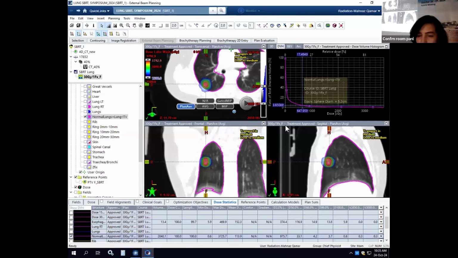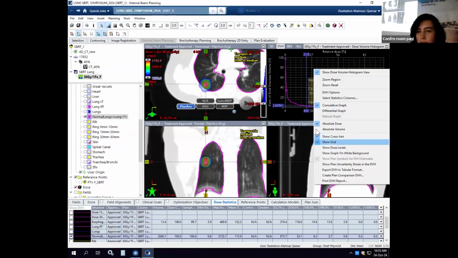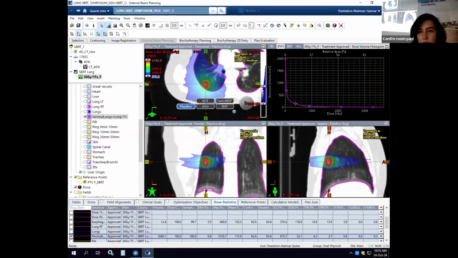So if we look at V8, we are pretty good there as well. We're only 2.69% of the volume getting V8. And another constraint is the 950 cc. This was incidentally a female patient. And again, from the tables, we should be getting less than 7.2 gray to 950 cc of the lung volume. So again, we can see we're way below that.